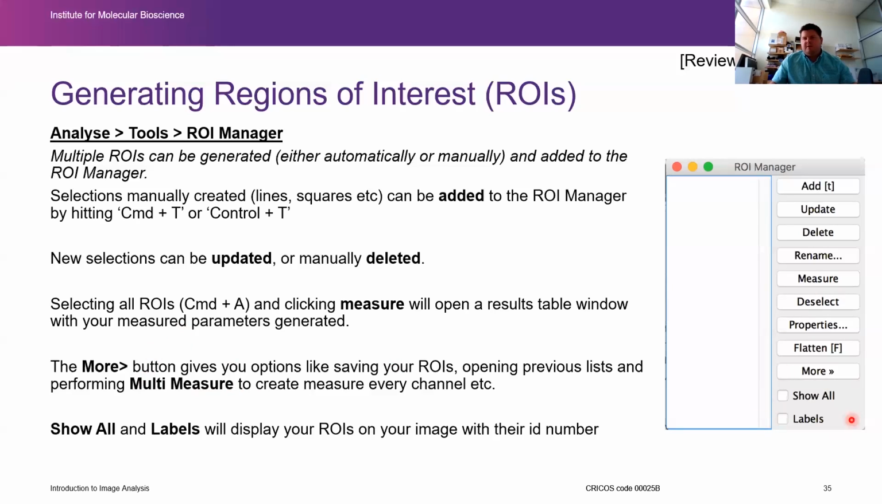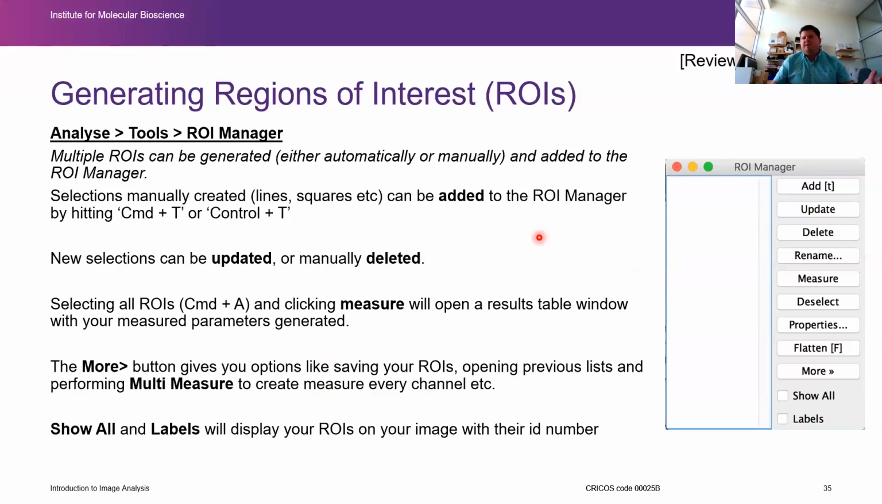You can toggle these boxes, the show all and labels. So show all will show the outlines. So if you are manually drawing around cells, for example, I like to have show all on so that you know which ones you've drawn around and which ones you've missed. And labels will just label them 1, 2, 3, 4 all the way through. So that's the region of interest manager.